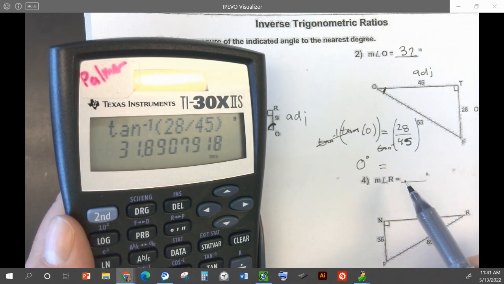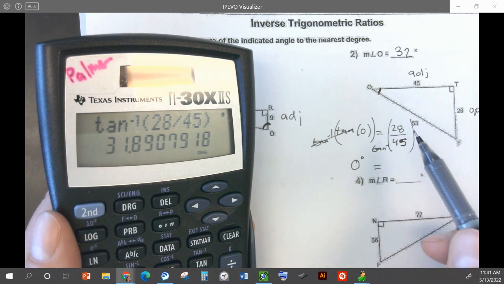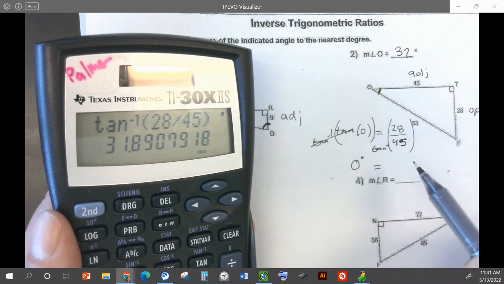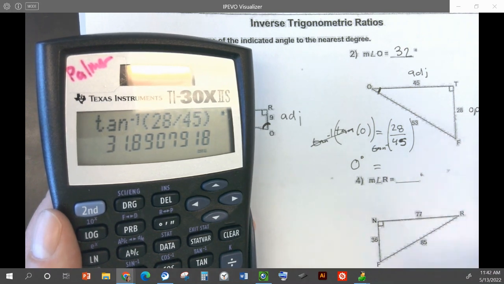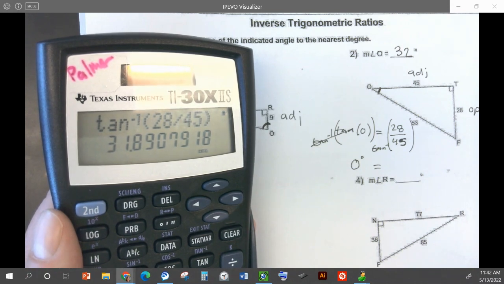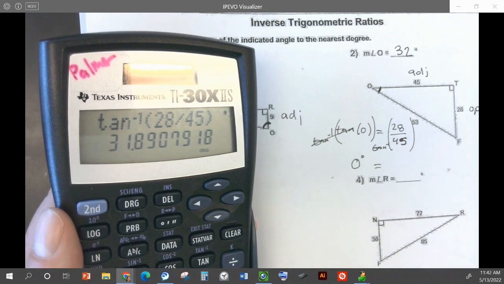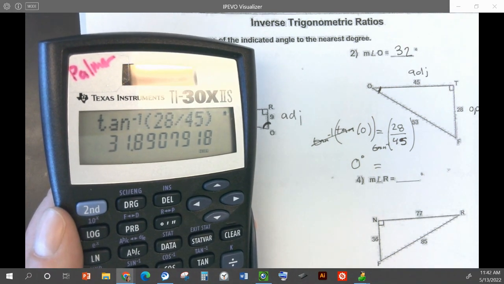So this one is kind of cool because no matter what trig function you pick, as long as you set it up right, you're going to get the same answer. So if I picked sine and I did opposite over hypotenuse, I should get the same angle. So whatever trig function you pick, as long as you pick the right sides over each other, you'll be able to get the right angle.